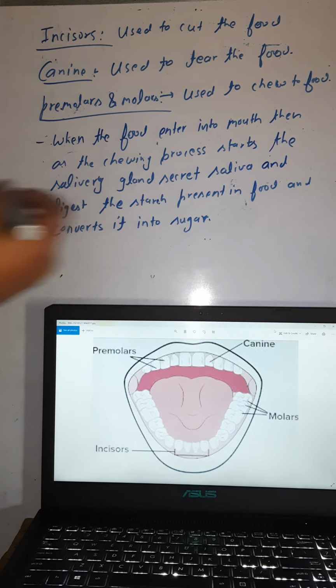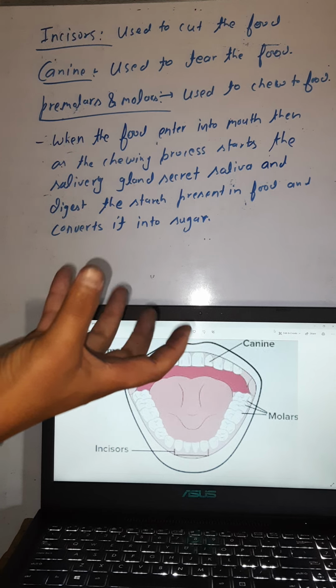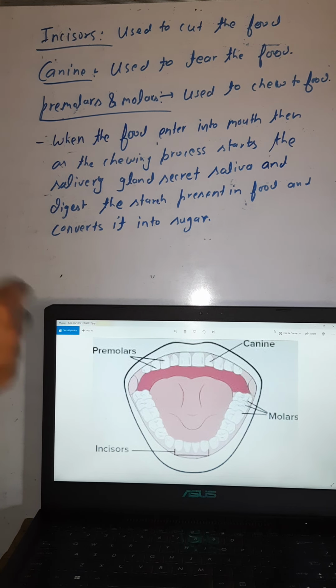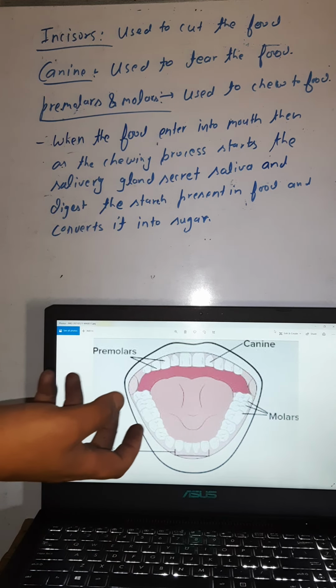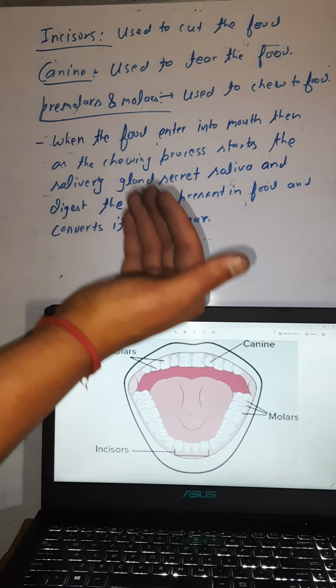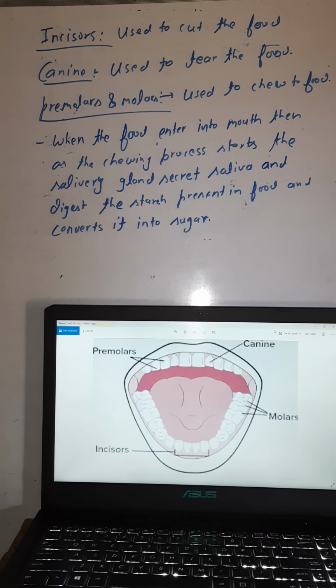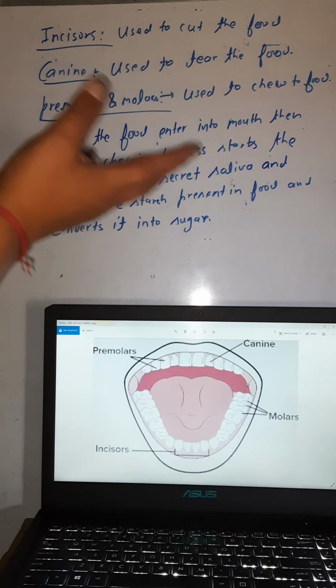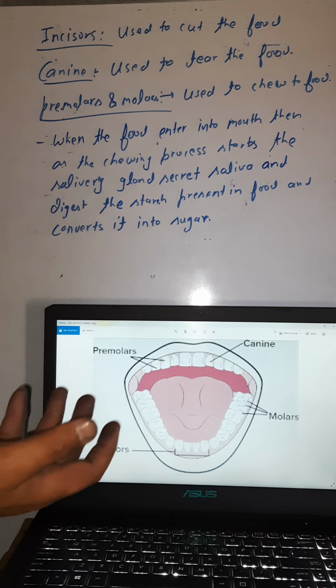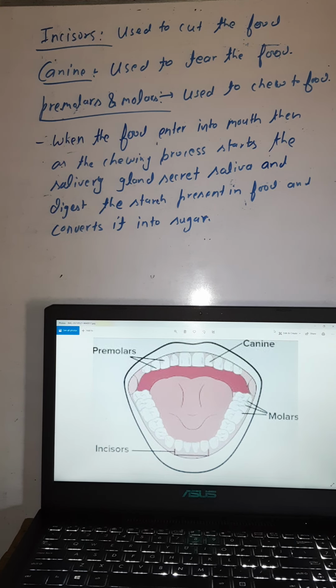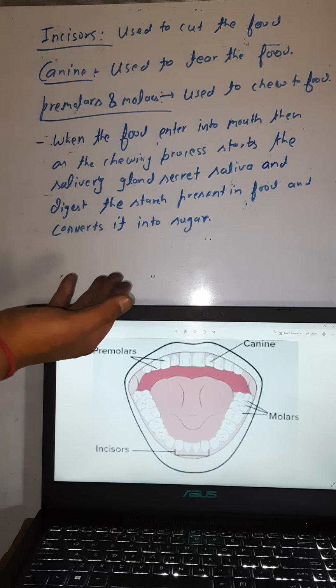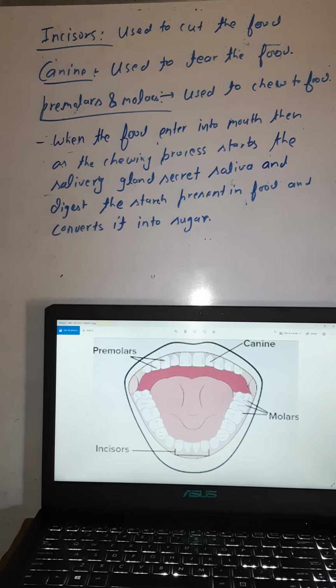Like when you are eating rice, the rice contains starch. The starch is to be digested, because if the rice enters into your stomach without being digested, it would be harmful, meaning it would remain undigested. That is why this starch is to be digested, and it is digested in your mouth.